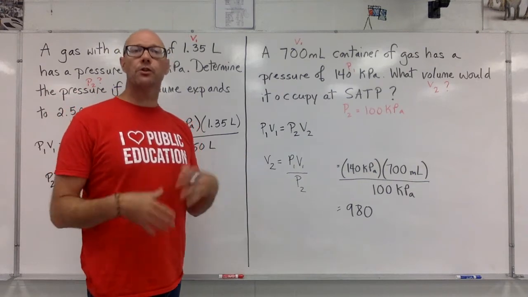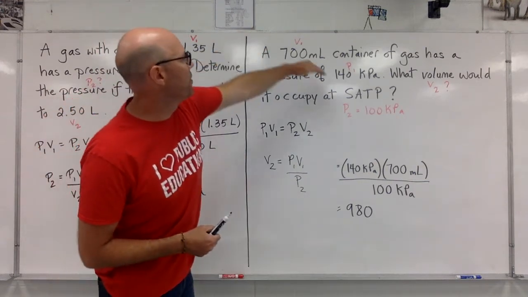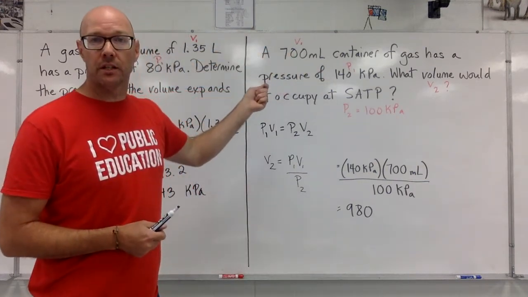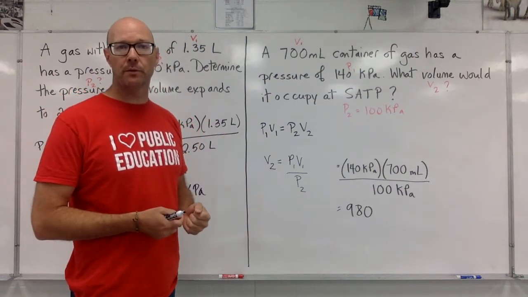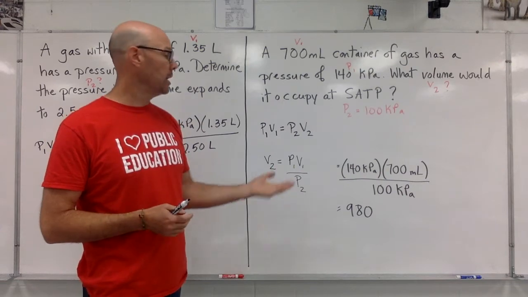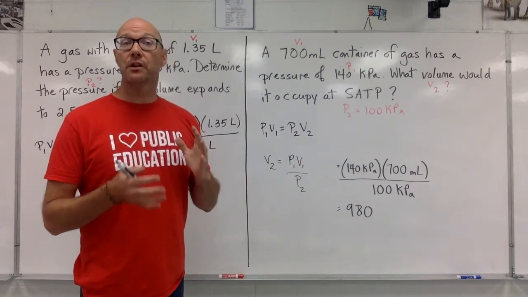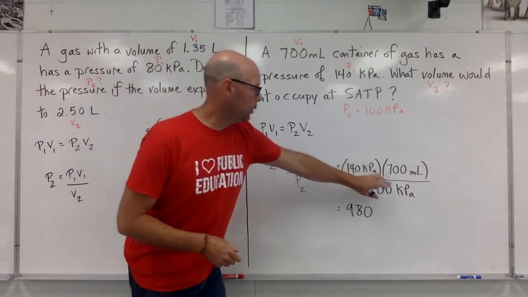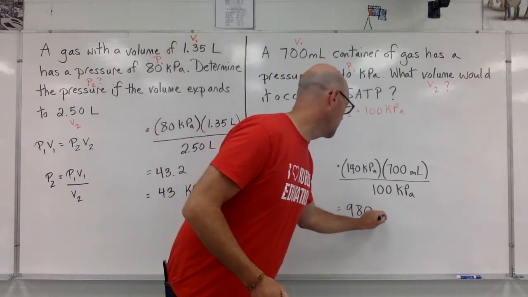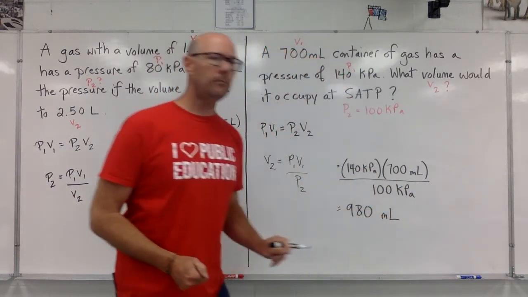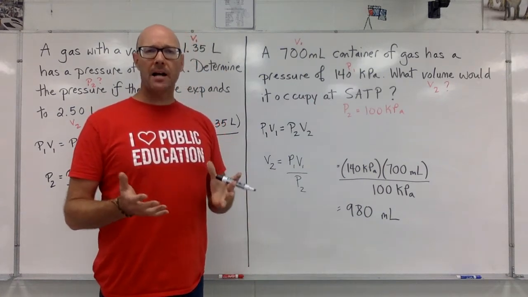Comes out on my screen is 980. This is the raw answer. I need to think about it. The values specifically printed in the question each have 3 significant digits, so my answer should have 3 digits as well. Pardon me, it does. 980. This is the volume. Notice here the kilopascals are going to cancel off, and it's going to leave me milliliters. As long as the units match, I'm good.